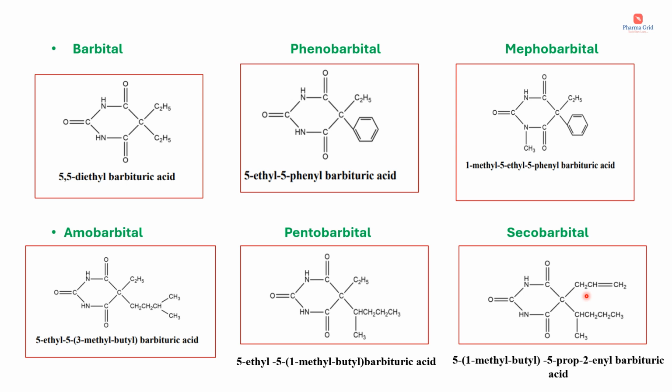Now the last one is the ultra short-acting barbiturate, for example thiopentone as well as methohexitone. The structure I have already discussed in the previous slide. In thiopental, the total number of carbon atoms in the fifth position is greater than 7. And one more thing, in the second position, the oxygen is replaced by a sulfur atom. All these contribute to the ultra short-acting property of thiopental.